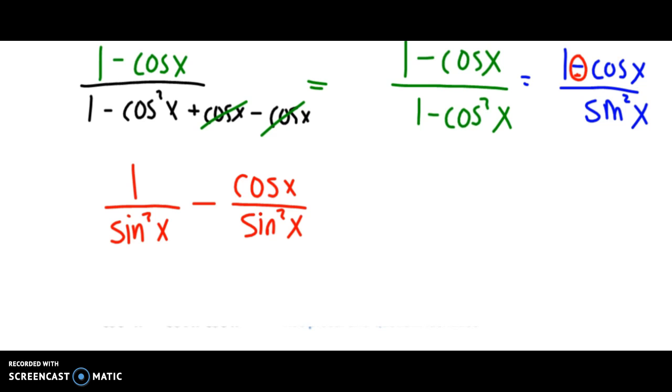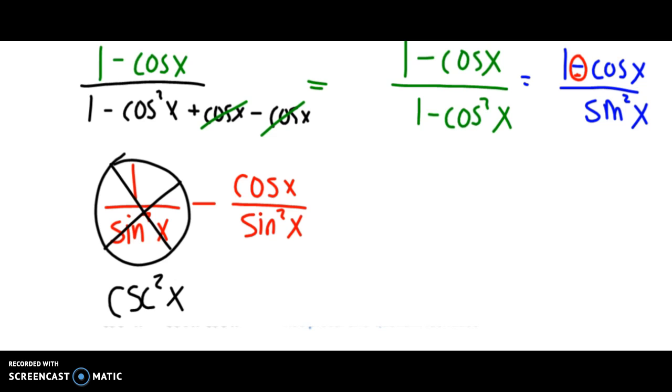Okay? Well, I can see this right here. 1 over sine was always cosecant. So 1 over sine squared is just going to be cosecant squared of x. So I've got rid of that one. That's good. Now I look at the next one. Okay? Well, cosine over sine is cotangent, and then I'm left with a sine on the bottom.